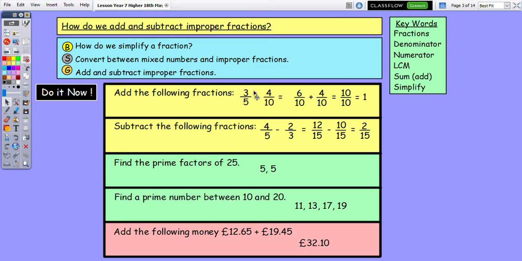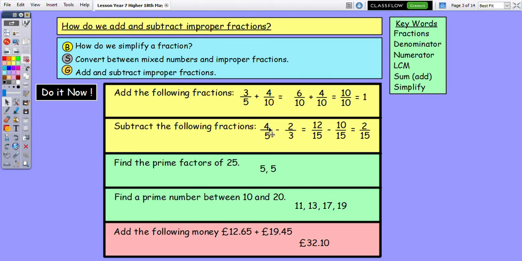Just to remind you all that when we add and subtract fractions, we have to get the denominators to the same number. So I can get this 5 to a 10 by multiplying by 2. So 3/5 becomes 6 over 10. Once they're the same, I can just add the numerators. 6 plus 4 is 10, which gives me 10 over 10 or 1.